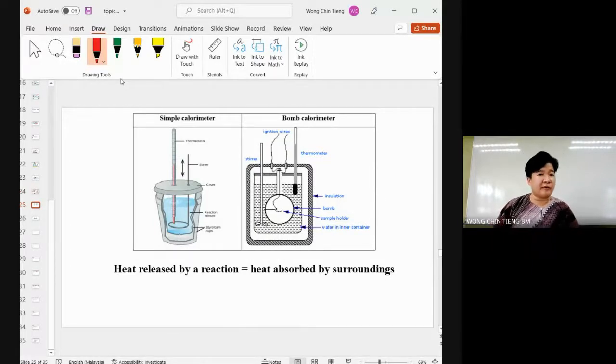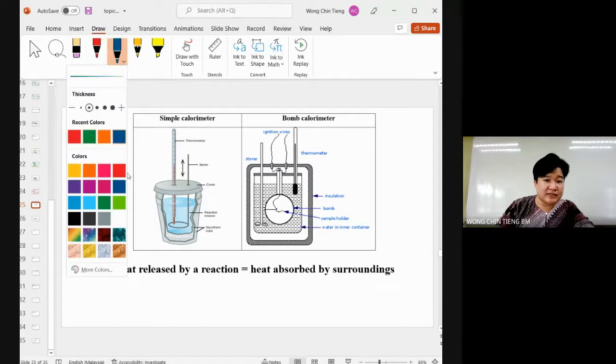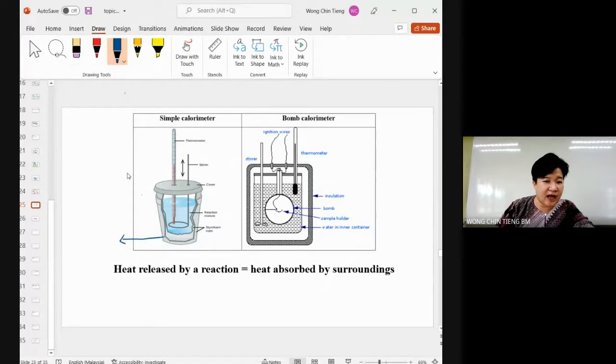We have 2 types of calorimeter in lab. Alright? I realize that you haven't done it in your lab. Kamu tak buat lagi dalam eksperimen, kita akan buat ini sebagai eksperimen kedua. I'm so sorry that you haven't done it, but I still want to teach. We have 2 types of calorimeter. One is simple, one is bomb. Simple calorimeter is actually as simple as using polystyrene cup.